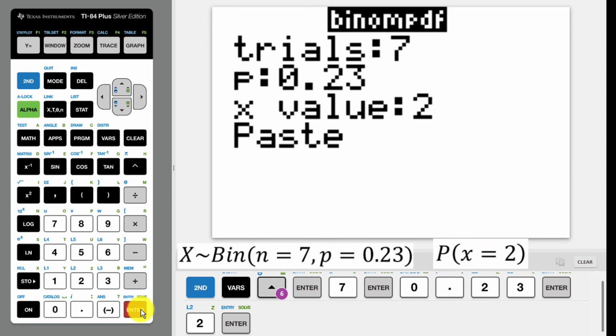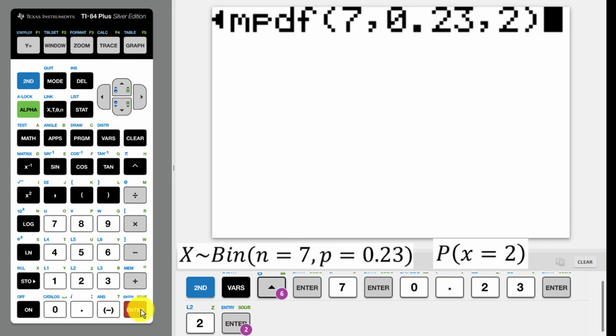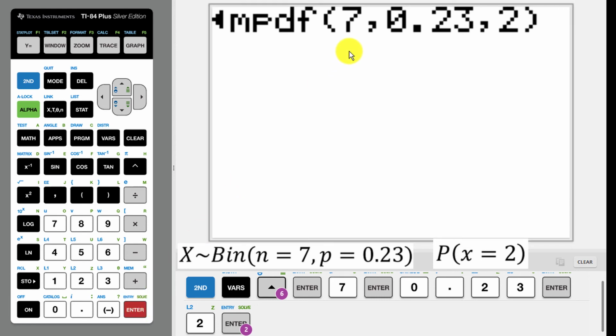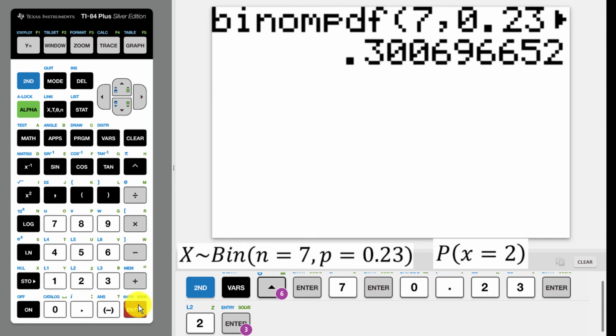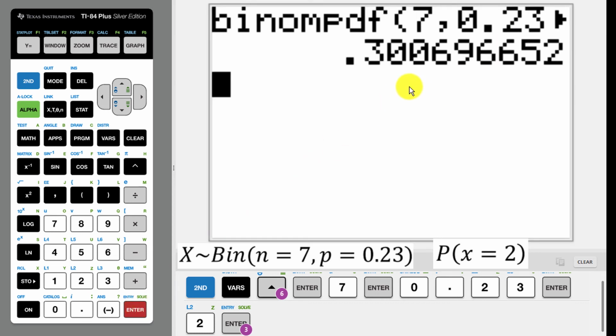Now, if you have an older calculator, you won't get this menu that we're seeing here. Press paste, and here you'll be at the screen as it would look like on an older calculator, such as a TI-83. You simply need to put n, p, and x separated by commas, as you see here, if you have an older calculator that only gives you this menu. Press enter, and you will see that we get the same answer, about 30%.